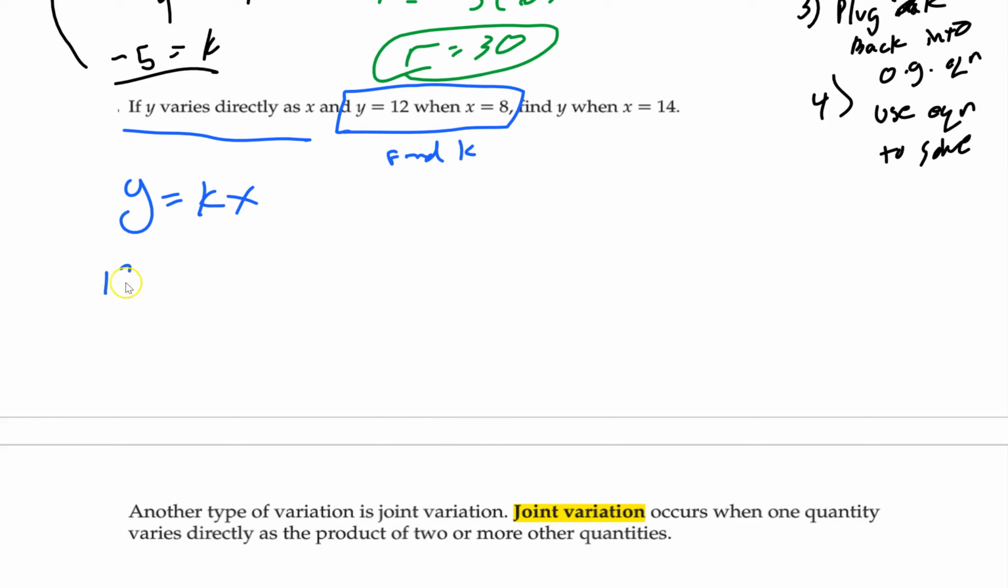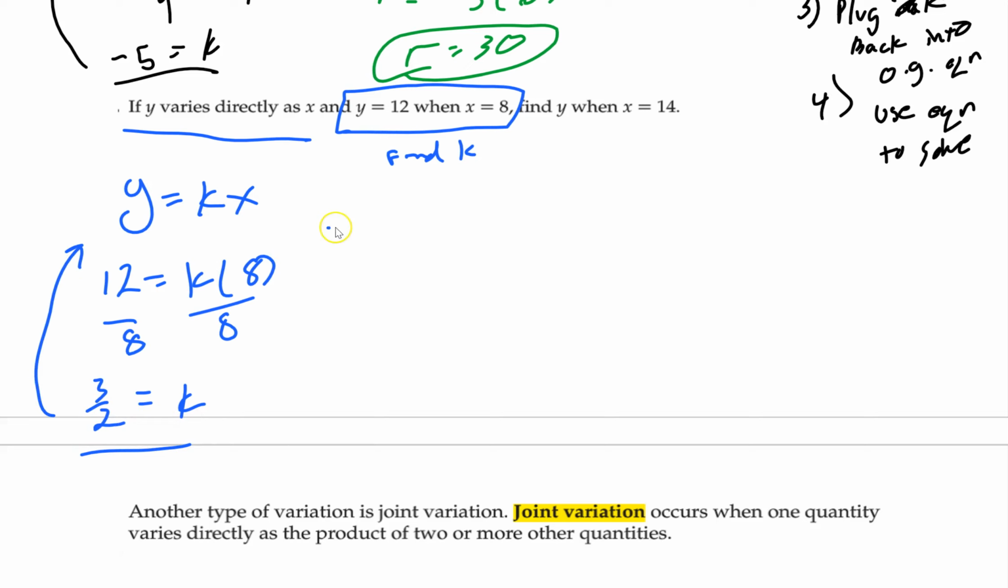So I'm going to go, okay, y is 12, x is 8. Divide, k equals, you can reduce it if you want, divide by 4, 3/2. So once I have that, I make my equation, plug it back in. Y equals 3/2 x. So that's my equation. Now look what they want.